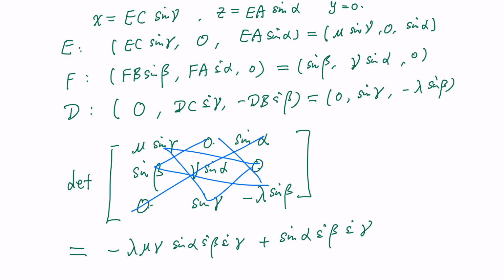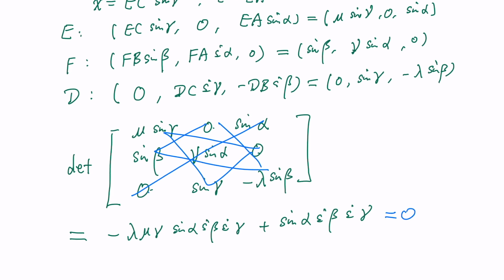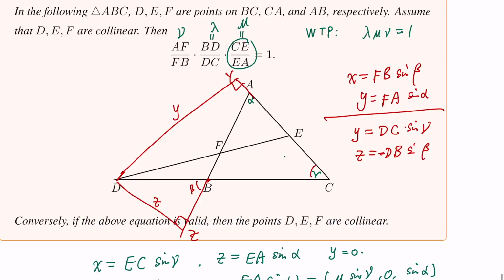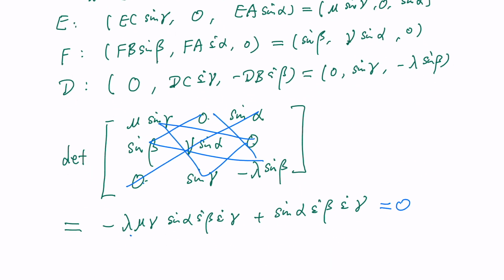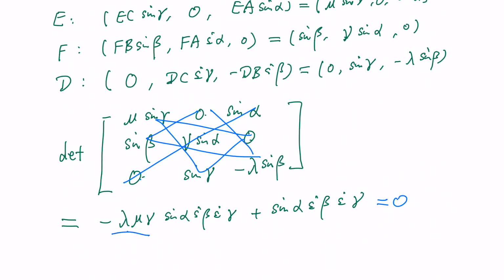So you basically get this to be 0, because by our assumption, lambda mu gamma is equal to 1. And when lambda mu gamma is equal to 1, these two terms cancel, and you will get a 0. So that confirms the Menelaus theorem using the trilinear coordinate system.